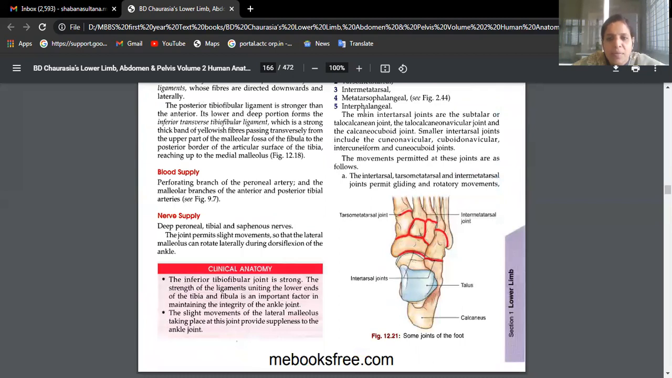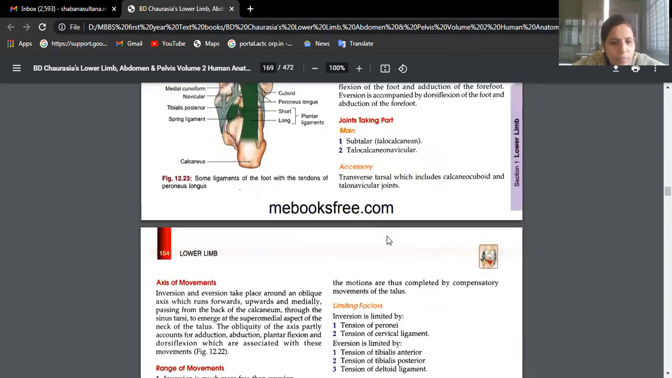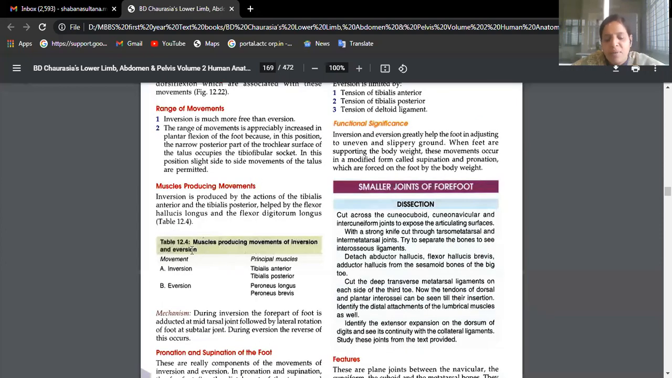Yes, inversion and eversion. Much explanation is not there, but you can write here. I told you, muscles producing movements, inversion and eversion. Inversion, what muscles are acting? Tibialis anterior from the anterior compartment, tibialis posterior from the posterior compartment. Eversion, we have lateral compartment muscles. What are those? Peroneus longus and peroneus brevis.